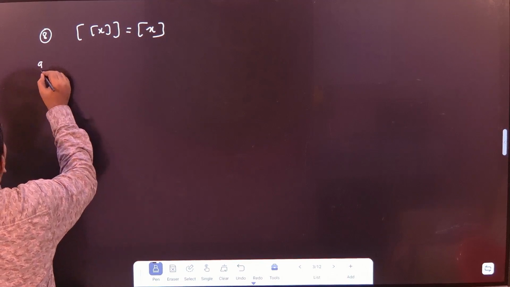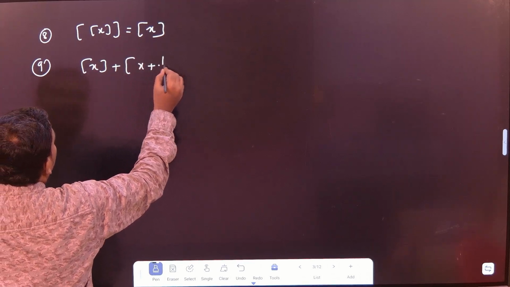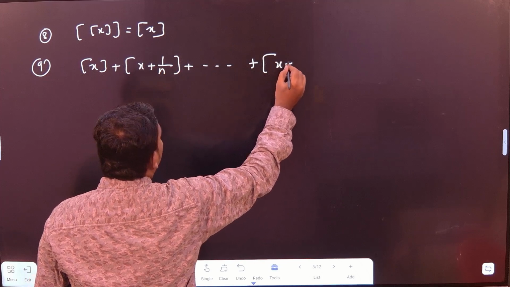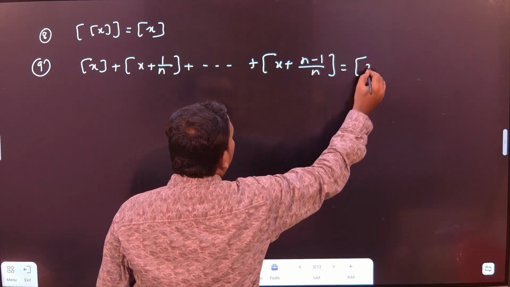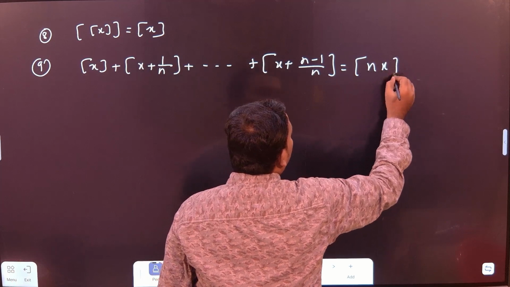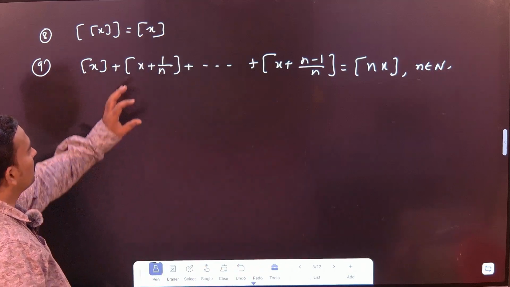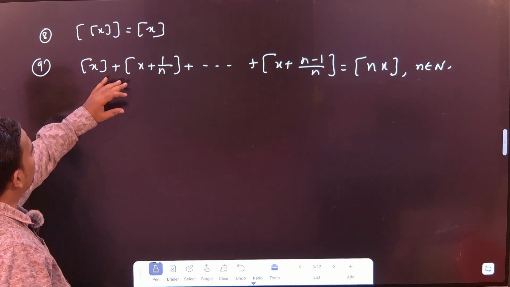Next, you can see the greatest integer function of x plus the greatest integer function of x plus 1 by n, and so on, up to the greatest integer function of x plus n minus 1 by n. This is always the greatest integer function of n times x, where n belongs to natural numbers. This is very important. The proof we'll discuss later. So you have to remember this pattern.